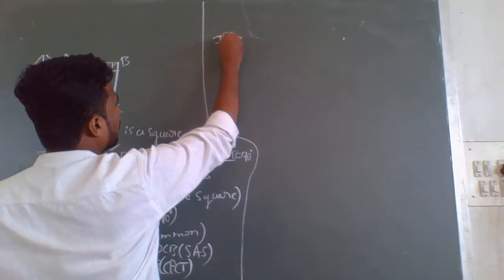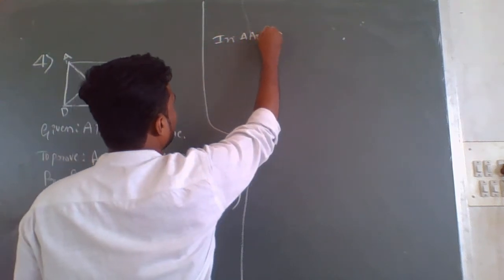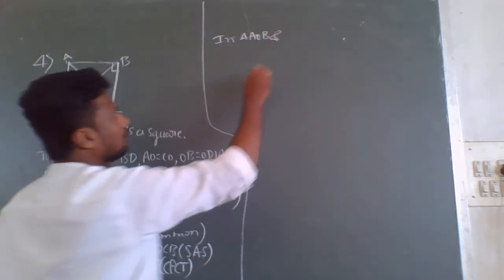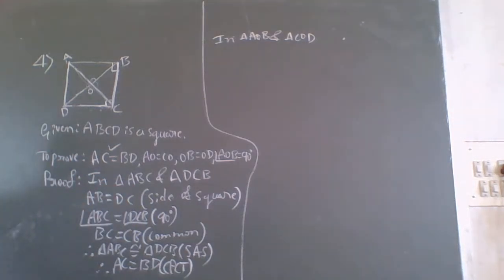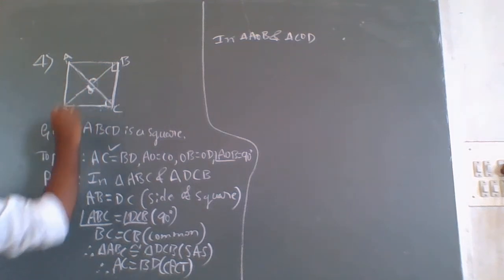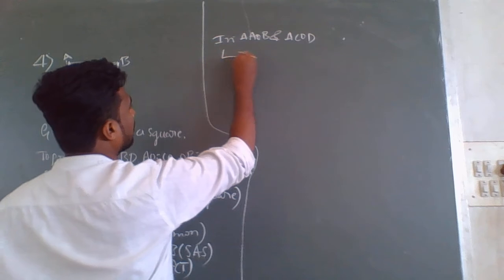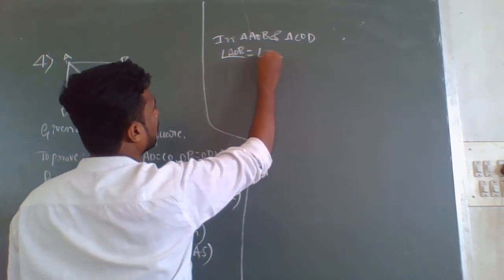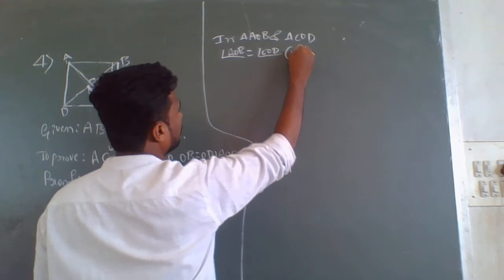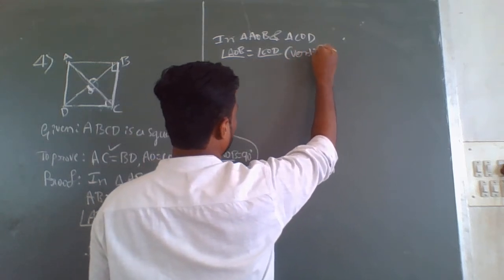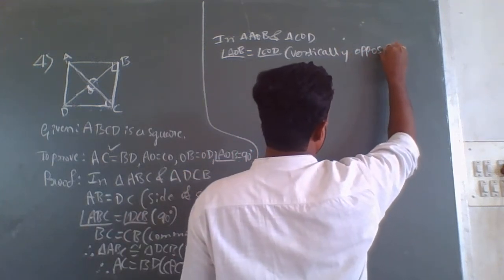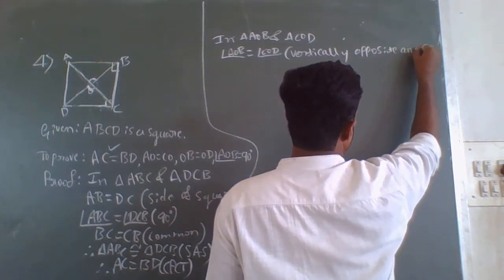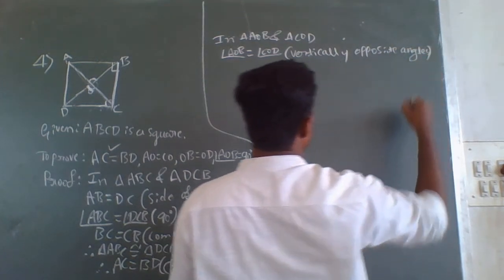So now in triangle AOB and triangle COD, here we know that vertically opposite angles are equal. Therefore, these two angles are equal because they are vertically opposite angles. Therefore, angle AOB equals angle COD because these two angles are vertically opposite angles.